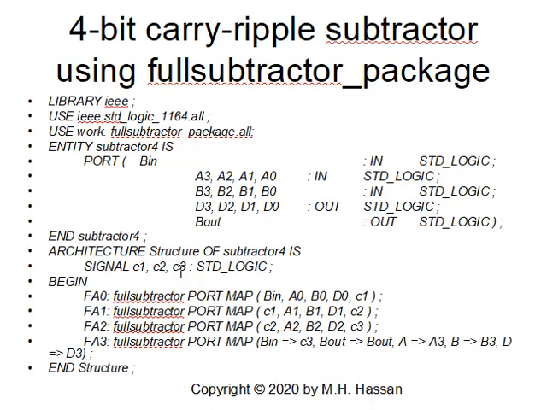Architecture, I will have internal signals C1, C2, C3 as we used them. Then we have the port map statement: Bn, A0, B0, the output D0, and C1, which is the borrow to be used for the next one. C1, A1, B1, D1, and C2 to be used for the next one. And we have the final full subtractor.